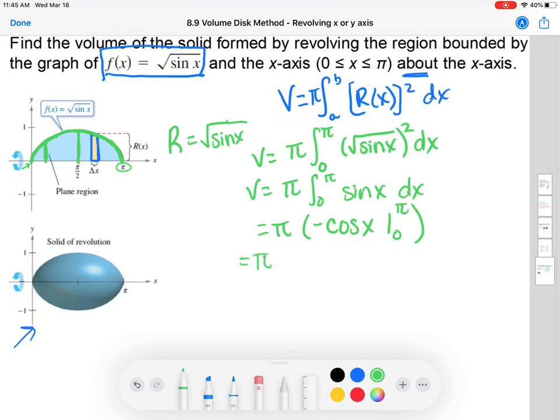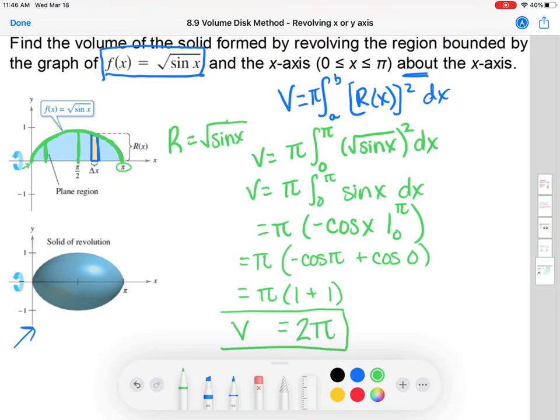I'm just leaving this pi hanging out front for a while. Negative cosine pi minus negative, so plus cosine of 0. Negative cosine pi is 1, because cosine pi is negative 1, and cosine of 0 is 1. So we get a volume of 2 pi in this case. A volume of 2 pi, and that one actually turned out pretty nice. Some of them will not be as nice. Leave them in terms of pi by all means.